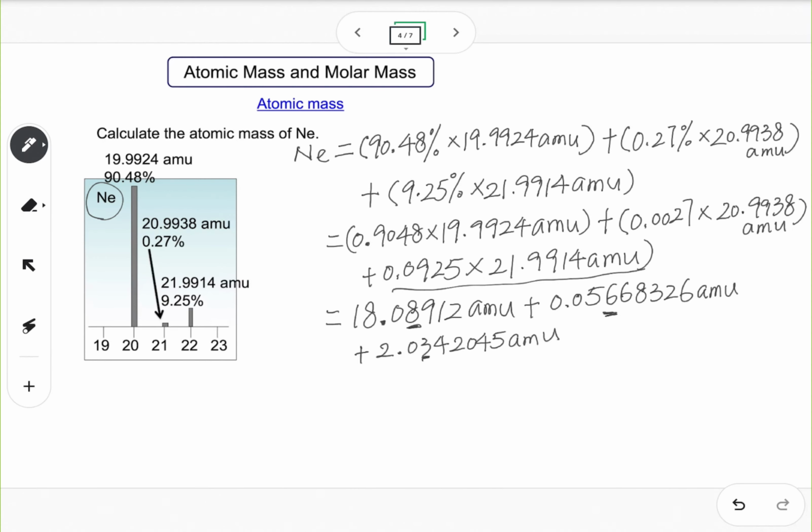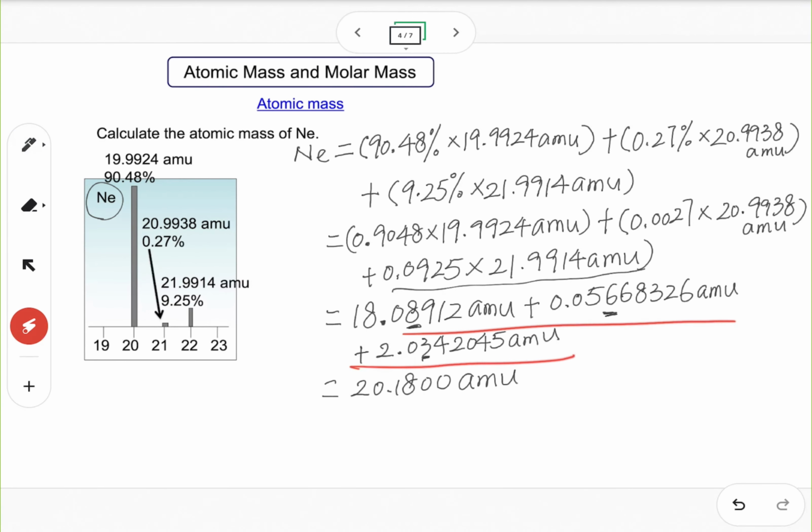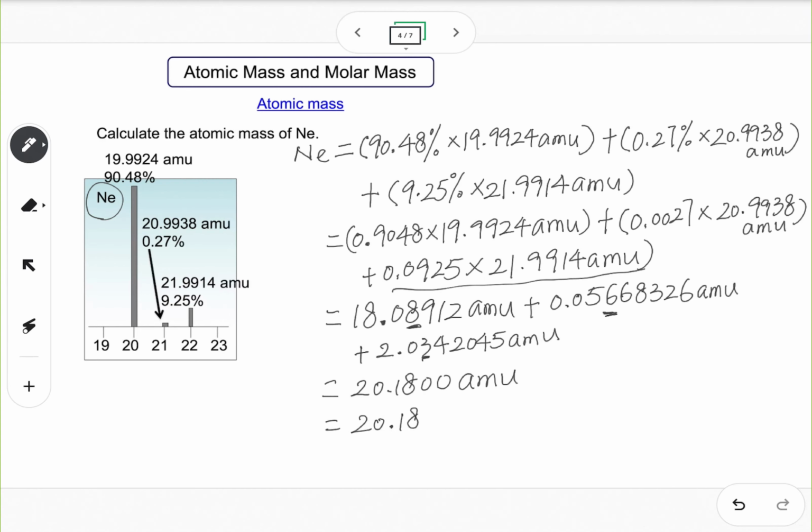Now you add those 3 items together. That gives you 20.1800 AMU. Now let's consider the significant figures or decimal places. This is the addition, so we need to consider the number with the fewest decimal places: 2 decimal places, 3 decimal places, and 2 decimal places. So the final answer is supposed to have 2 decimal places. That tells us the final answer should be 20.18 AMU.